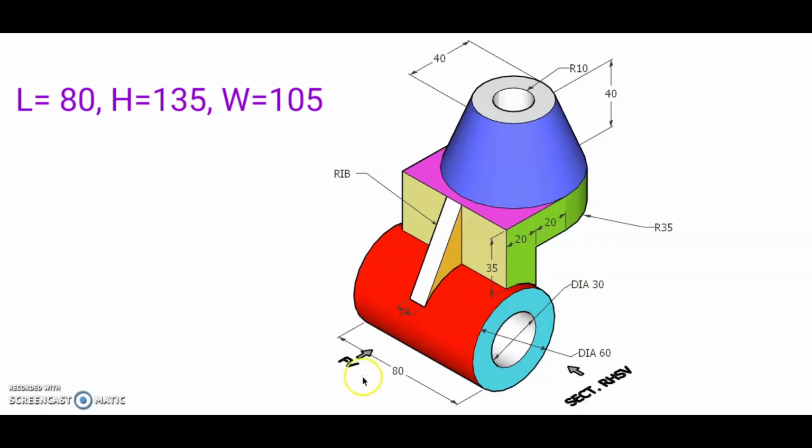If this is the direction of observation for the front view, then we have to consider the overall length in this direction, along this red axis. So the overall length will be 80. The overall height will be along this blue color line or blue color axis. So while measuring the overall height, measure from this bottom point.